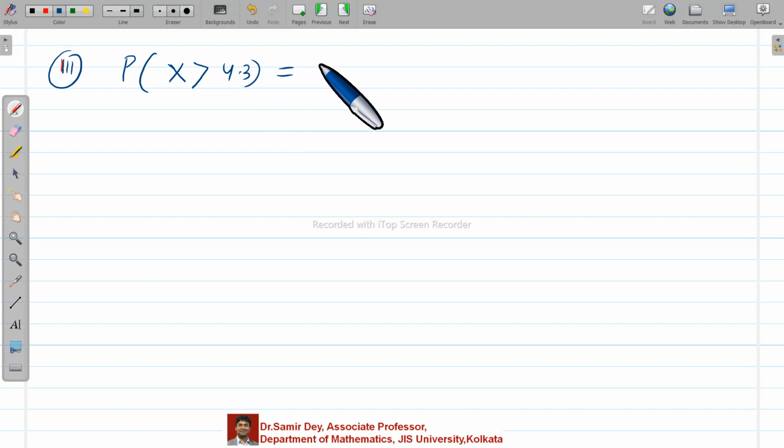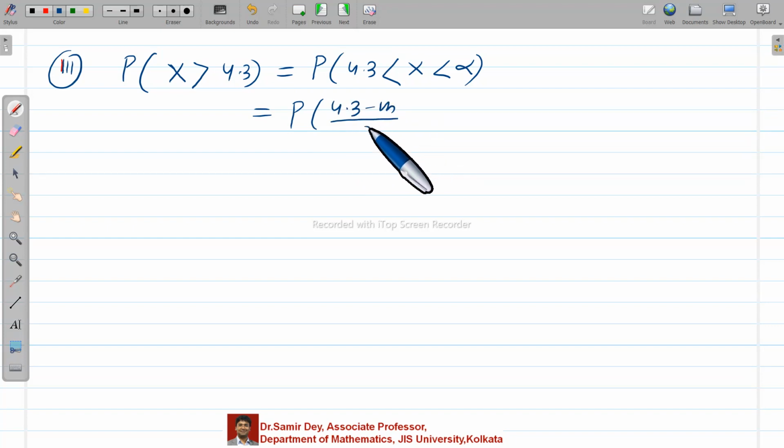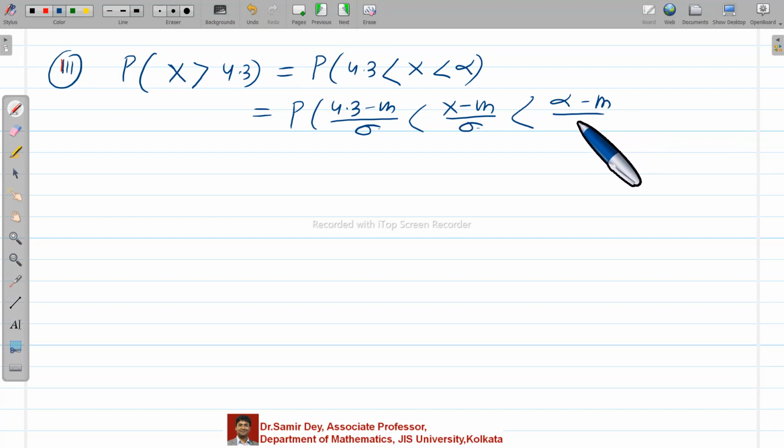4.3, same process. You need to rewrite this: 4.3 less than x less than infinity. Now you write down the same process. Probability of (4.3 minus m by sigma) less than z less than (infinity minus m by sigma). So already you know your m is equal to 4. What is your sigma? 0.5. Now you substitute the value.